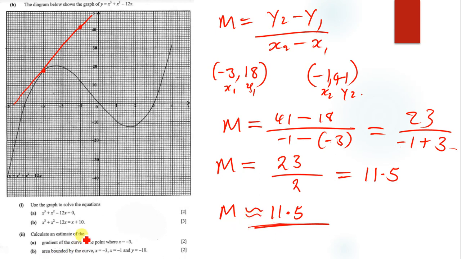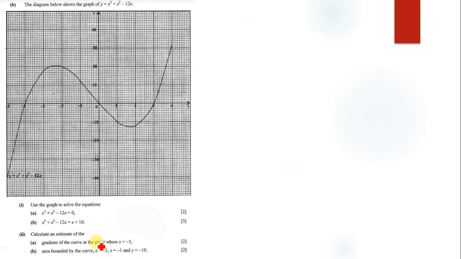So let us now look at the last part of the question, which says the area bounded by the curve, x is equal to -3, x is equal to -1, and y is equal to -10. How do you find the area in such a situation? Using calculus, this is a very simple question, but in this case we're not going to use calculus. We are going to use the trapezium rule. These are very simple questions.